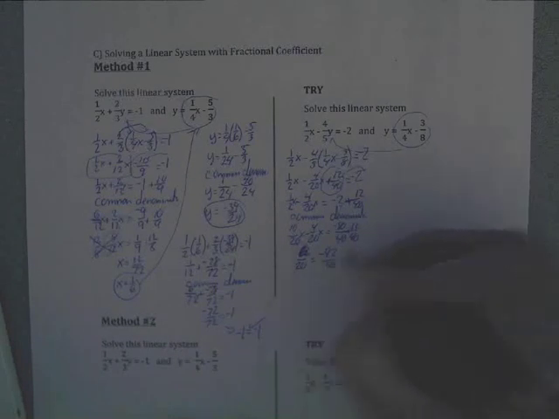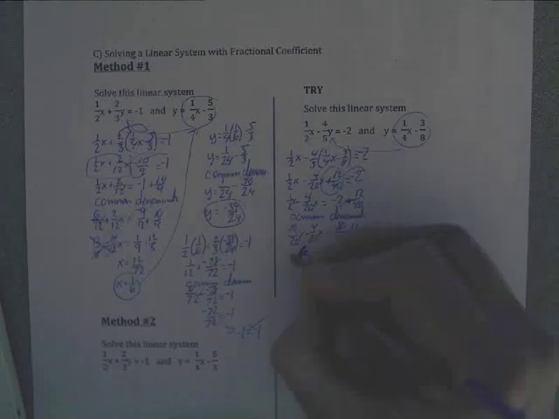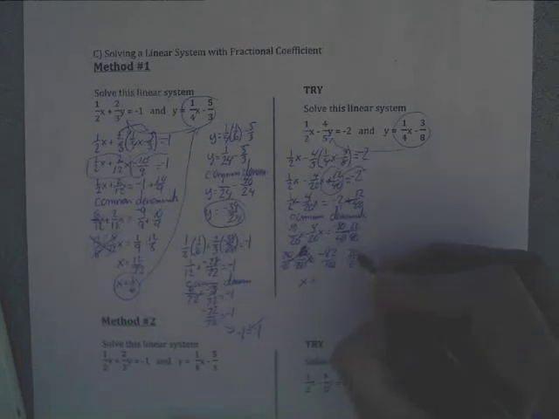Over 40. I want x by itself, so multiply this by 20 over 6. When I do one side, I must do the other side. Cancel out, so x is equal to... instead of multiplying, I know 20 goes into 40 twice, so I get negative 92 over 6, which reduces down to negative 46 over 3, or negative 23 over 3. So that's what x is equal to.